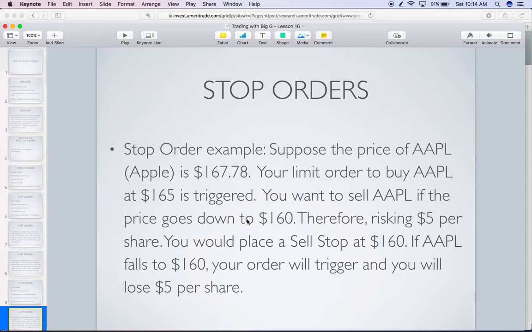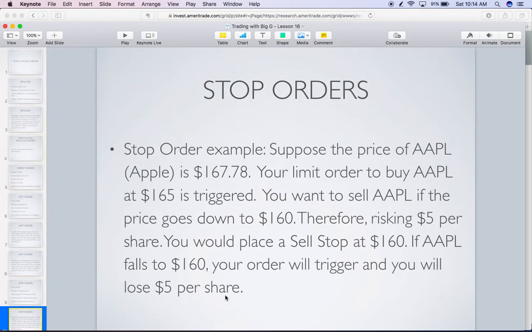Okay, and we're going to talk in future videos about how to determine how many shares to buy and how much risk to take. So if you're wondering, well, how many shares should I buy, there's a formula that I'm going to give you on how to do that. But in this case, you're willing to risk $5 per share.